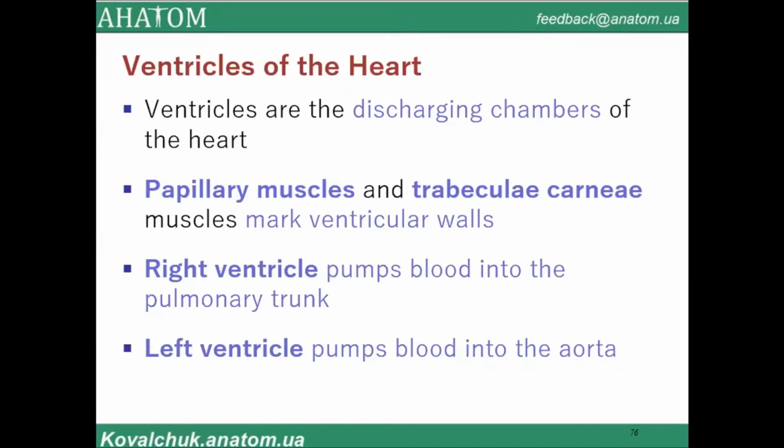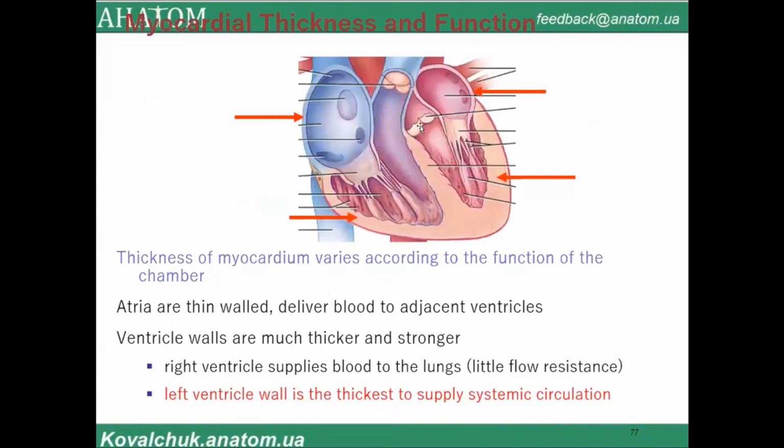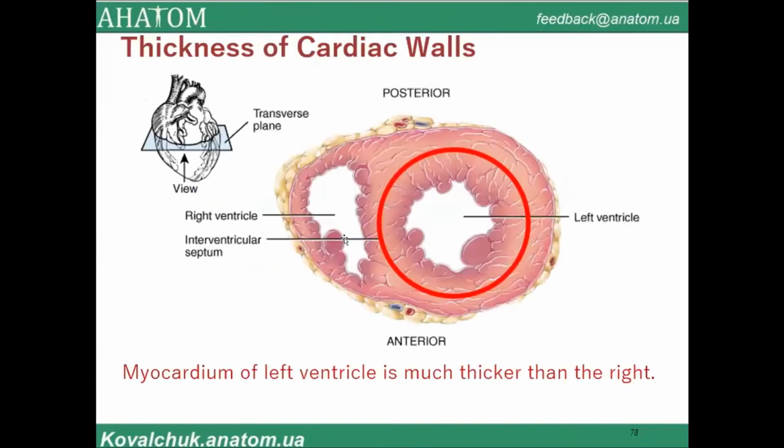Ventricles of the heart. Ventricles are the discharging chambers of the heart. Papillary muscle and trabeculae carneae mark the ventricular walls. The right ventricle pumps blood into the pulmonary trunk. The left ventricle pumps blood into the aorta. This is the structure, here the left ventricle. If you look in a section, the biggest wall in the norm may be 2 centimeters in size, the wall of the left ventricle. The myocardium of the left ventricle is much thicker than the right. You look in a section, it's very simple.